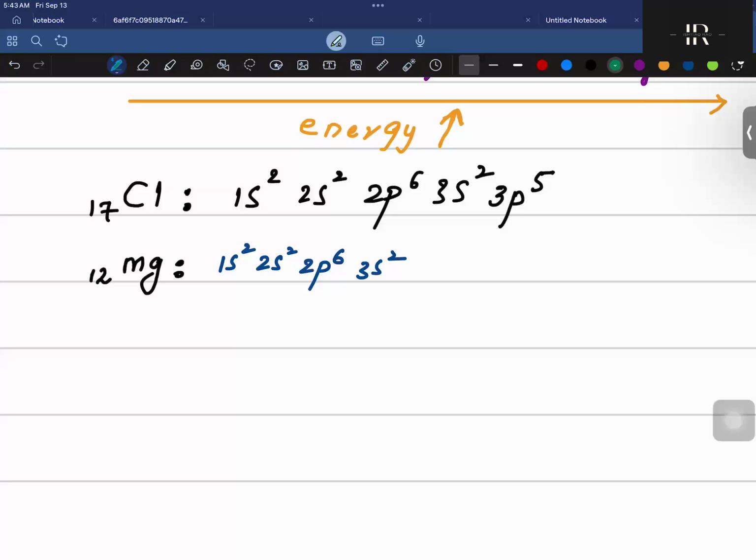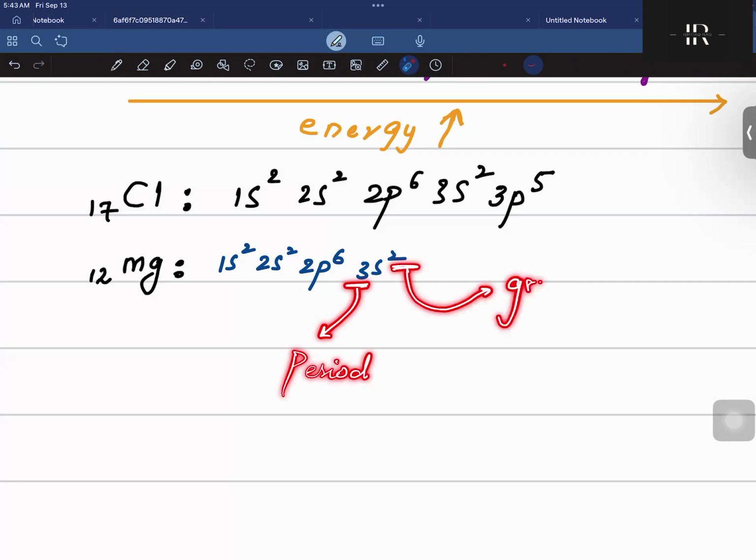What's the advantage of this configuration? Basically, this number is going to tell you the period. This number is going to tell you the group number. This is going to tell you the block. So magnesium is in the s block, in group 2, in the third period. So this configuration tells you the address of an element. Are you getting my point?